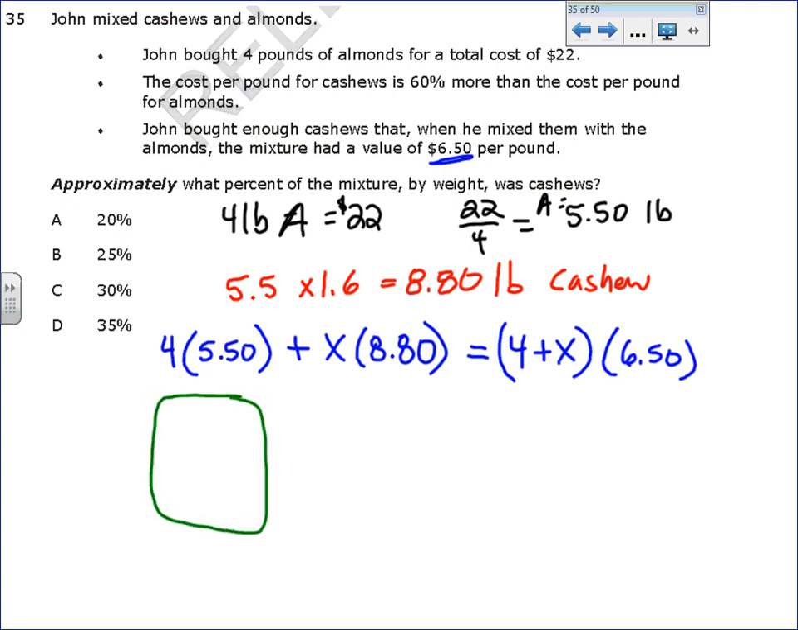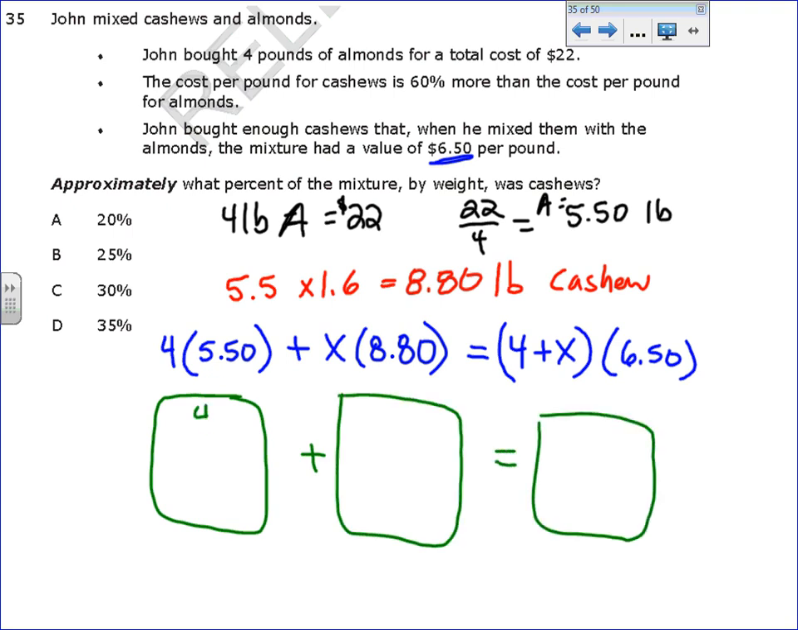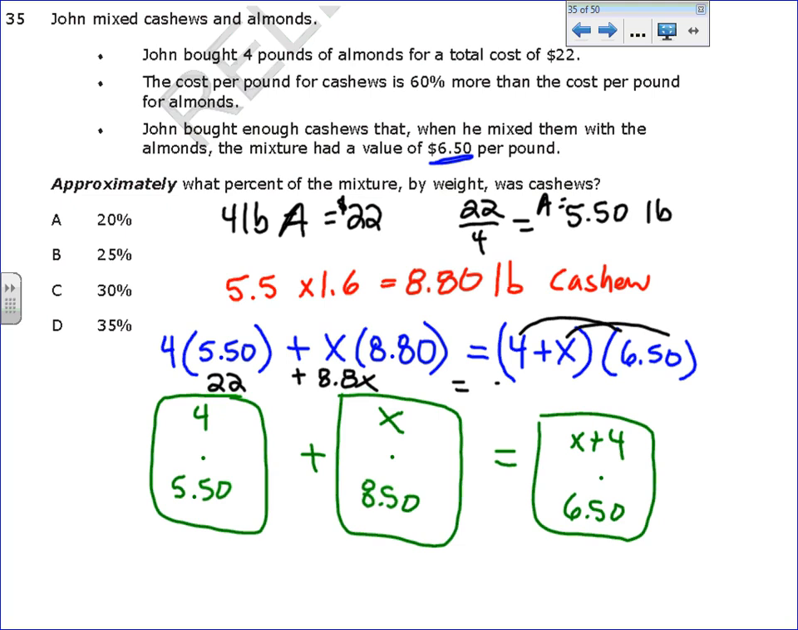And really quickly, for those of you who need to see me draw this to help you see where I got this equation from, okay, I've got 4 pounds plus an amount I don't know. These pounds are $5.50 each. These are $8.80 each, and I know this is going to be $6.50 each. Okay, that's where that came from, and I'm multiplying these things. That's what's happening. Okay, so when you do that, this is obviously going to give you 22 plus 8.8x equals, and I distributed this. Okay, so that's going to give me 26 plus 6.50x.